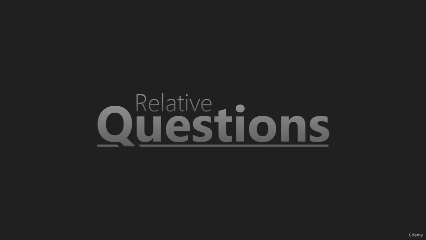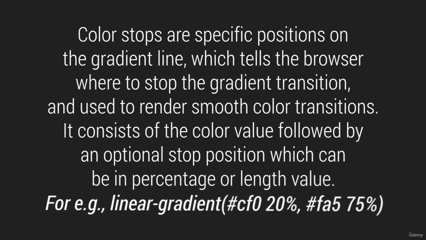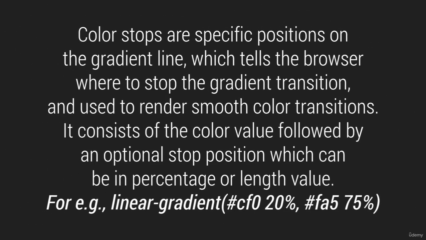So now let's talk about questions. First is, what are color stops in CSS gradient? Color stops are specific positions on the gradient line which tells the browser where to stop the gradient transition. They are basically used to render the colors with smooth transitions. It consists of the color value followed by an optional stop position, which can be in percentage or length value.